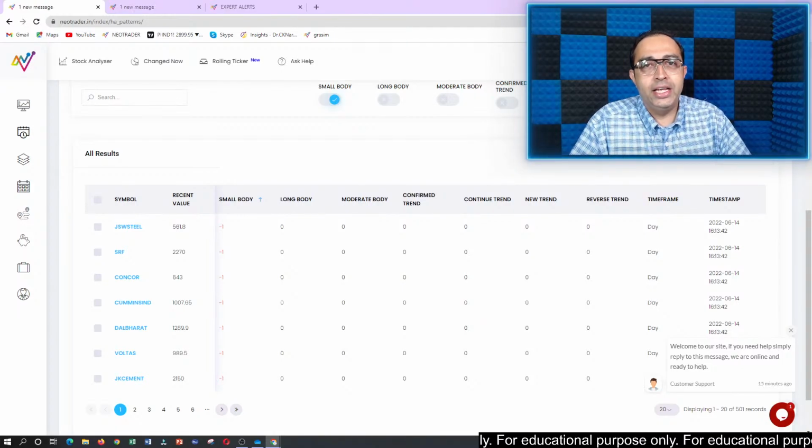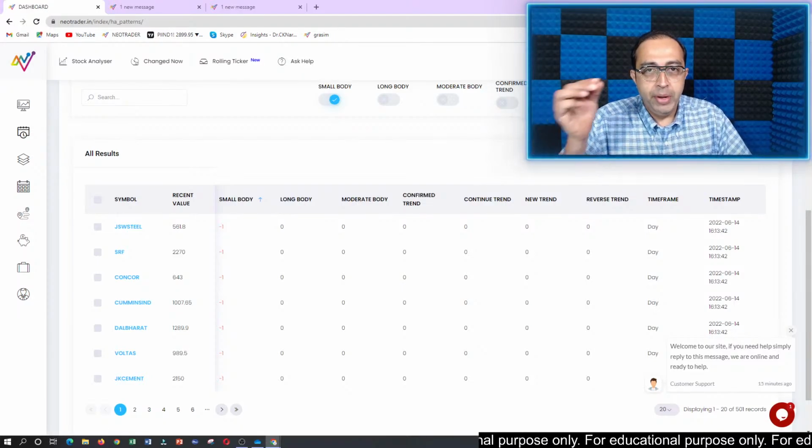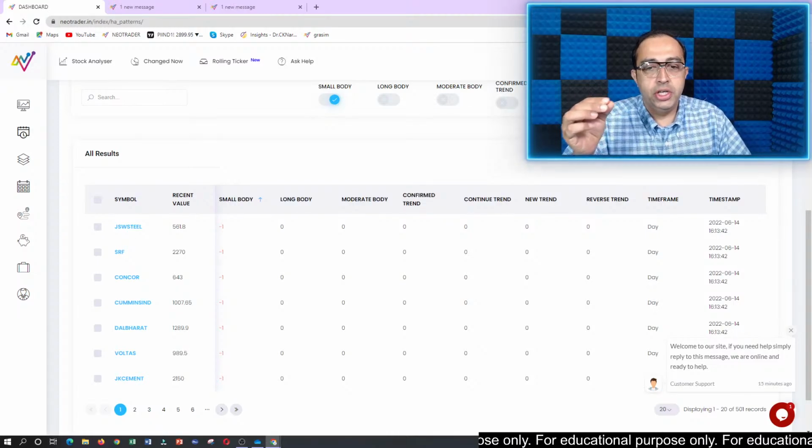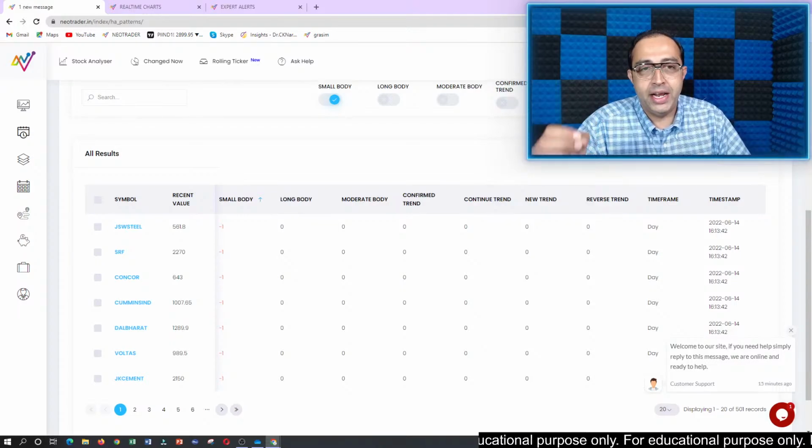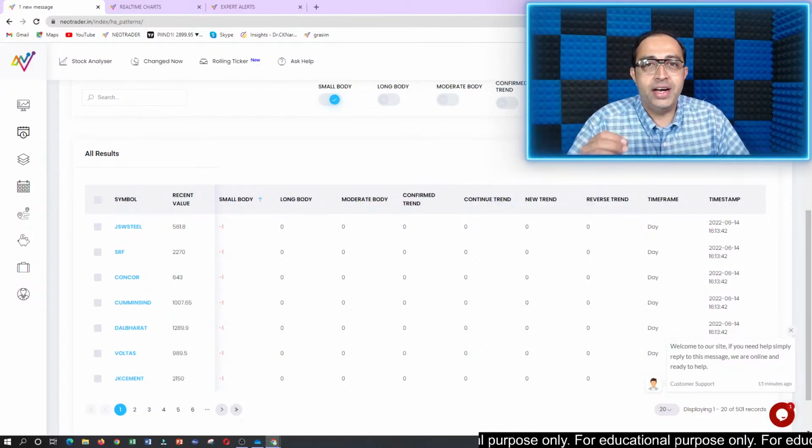Understanding a technical analysis tool is definitely useful, but then implementation, that is the USP of NeoTrader. NeoTrader helps you implement technical analysis in a much faster and smarter way. All right. So I hope you got some idea.